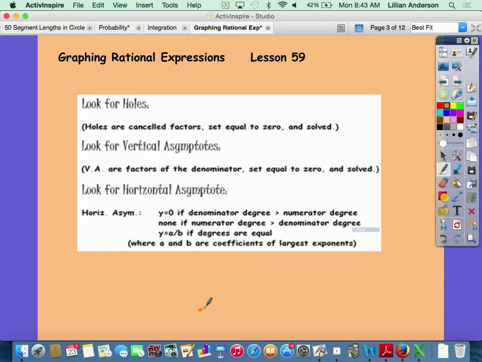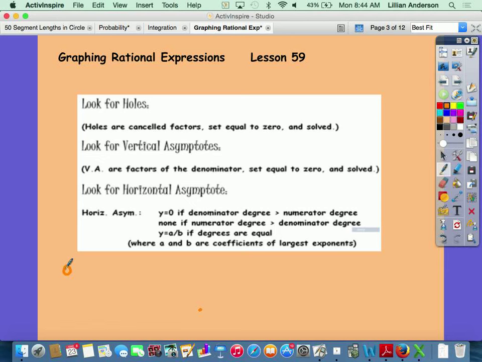So, a couple of things here. You need to look for these three items. You need to look for holes. Holes are canceled factors that when you set them equal to 0 and solve, there's a hole there. Okay? So whenever you factor, if there are factors that cancel out, there's a hole that lies when that factor equals 0. Okay? A hole, like literally there's an open space on the curve.